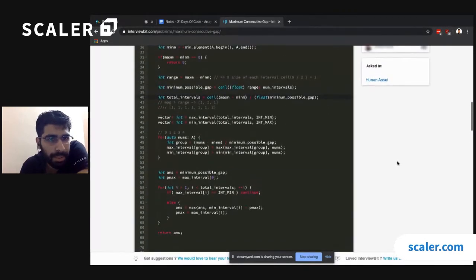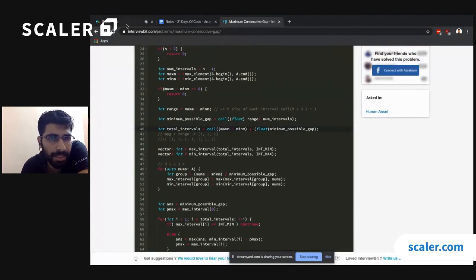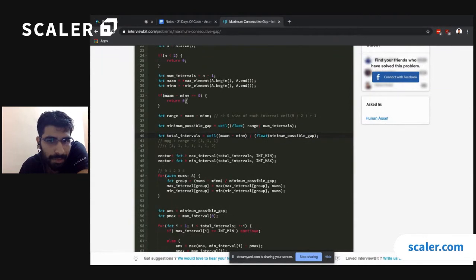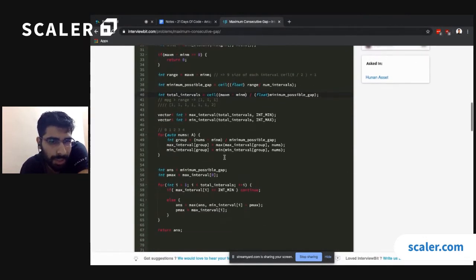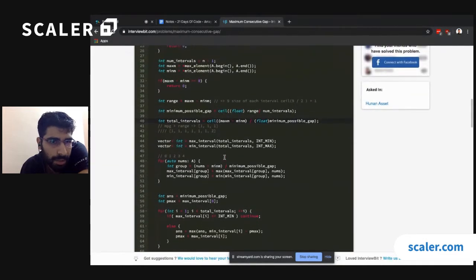What is happening, guys? Is there anyone who can find a mistake in this code, or who thinks where the issue is here? I think we are doing some off by one errors here. Can there be multiple things? This thing is fine. This thing is fine. Numbers minus minimum by gap should also be fine.